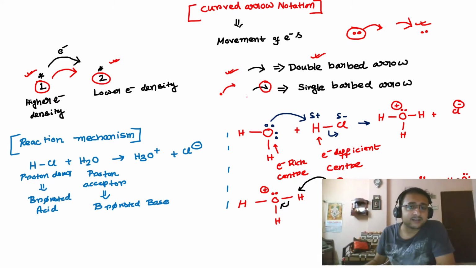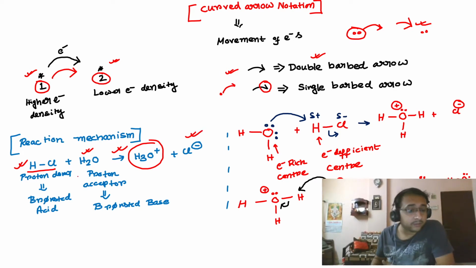Now let's understand this movement of electrons by some reactions. If we place hydrochloric acid in water, or in aqueous solution, this reaction will happen. If you closely look at this reaction, this is nothing but an acid base reaction. You can see that this hydrochloric acid donates one proton to this water molecule. This water molecule will become a hydronium ion, and the hydrochloric acid will lose its proton and become the chloride ion.